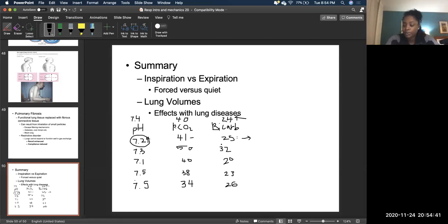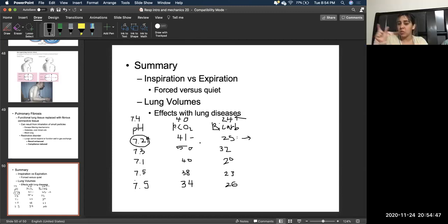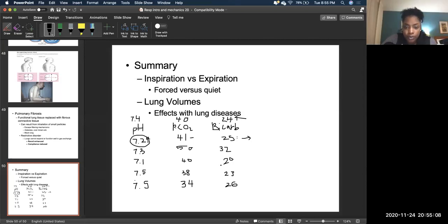So would it be respiratory alkalosis? Acidosis. Once you find the pH, just put acidosis so you don't forget, and then find out which one's the problem. So PCO2 is the problem. Whenever CO2 is causing the problem, it's respiratory. When bicarb is causing the problem, it's metabolic.